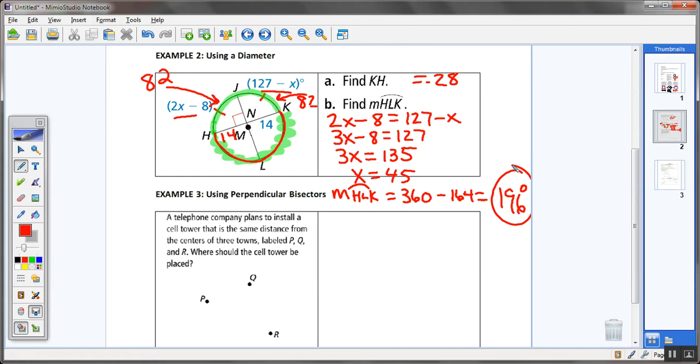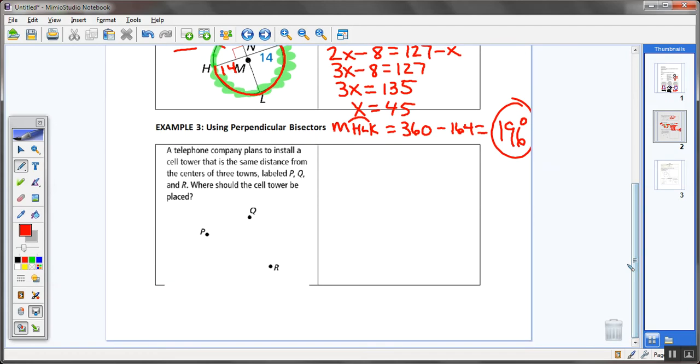All right. I like example 3. What are we using here, kids? Perpendicular bisectors. Okay, this is kind of a, you might want to sketch this in here. It says a telephone company plans to do what?